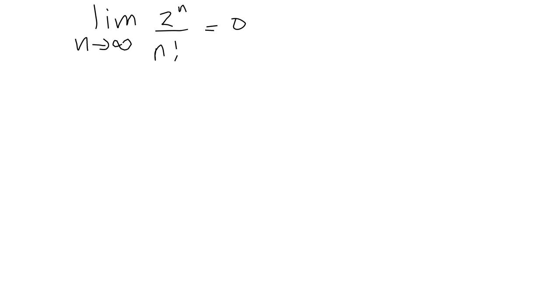So the ratio test says that if the limit as n tends to infinity of the absolute value of x sub n plus 1 over x sub n is equal to L, and L is less than 1, then that limit is going to be equal to 0. So what we have to do is check what the limit of x sub n plus 1 over x sub n is equal to, absolute value, of course.